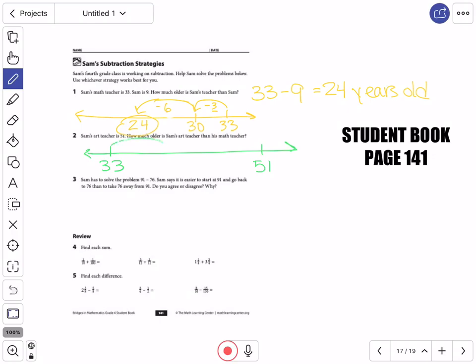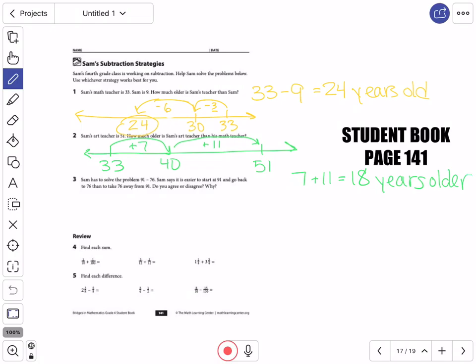So from 33, I want to get to a solid number of 40. So that was 7, okay? And then to get from 40 to 51, that's pretty simple. I just add 11 more. And so now 7 plus 11 more, that's 18. So Sam's art teacher is 51. How much older is his art teacher than his math teacher? 18 years older. Okay?